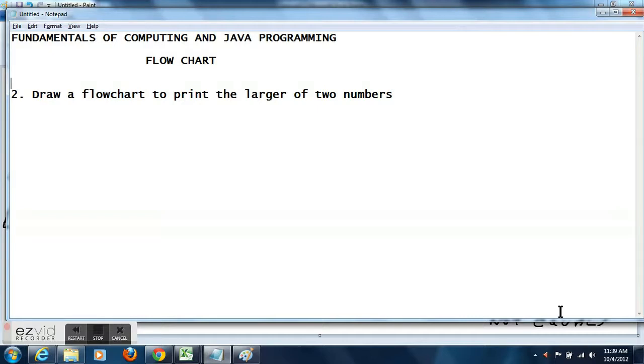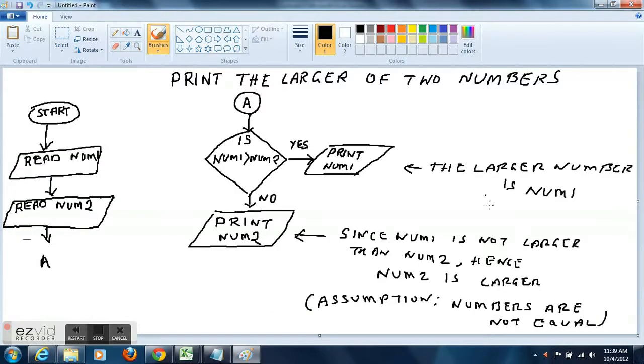So to start any flowchart, we have to put an oval start statement. The start statement should be in an oval, which indicates the start of the flowchart. Then, since we do not know the numbers, first we read the first number. Read number 1. Any read statement has to be in a parallelogram.